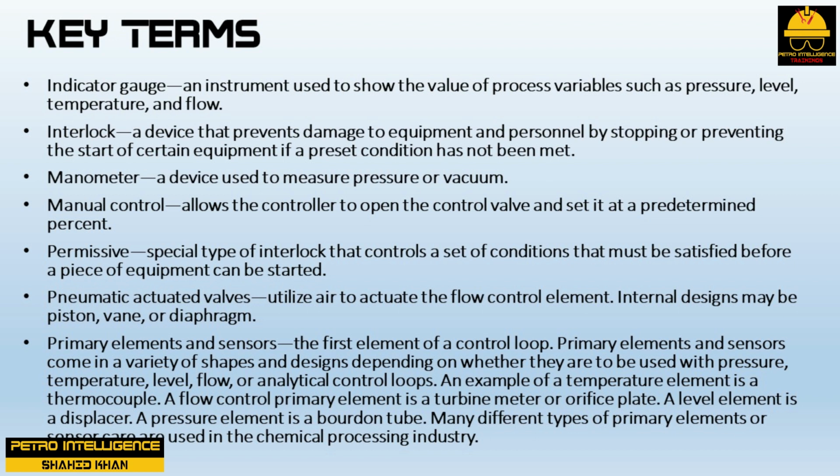An example of a temperature element is a thermocouple. A flow control primary element is a turbine meter or orifice plate. A level element is a displacer. A pressure element is a Bourdon tube. Many different types of primary elements or sensors are used in the chemical processing industry.